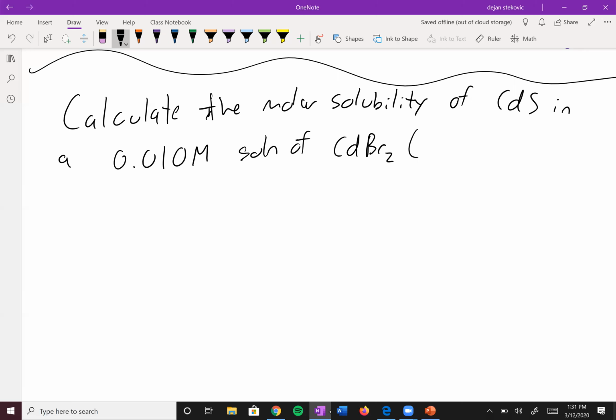So you'll see a good number of these types of questions in your homework. There is an assumption that you have to make. The assumption is that whatever they give you that's already in solution, you have to assume that it's a strong electrolyte. What does that mean? It's going to completely dissociate, right? There's no K there. It's just completely one way. So if you have 0.01 molar of cadmium bromide, you have 0.01 molar of cadmium and 0.02 molar of the bromide, right? So you have to assume it's a strong electrolyte.